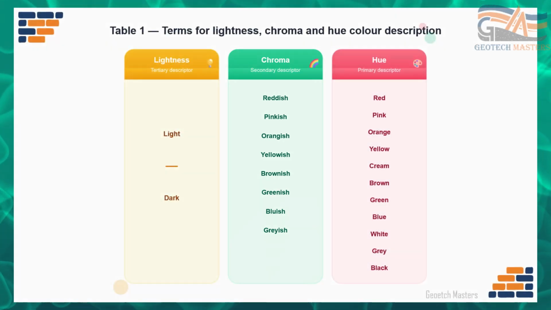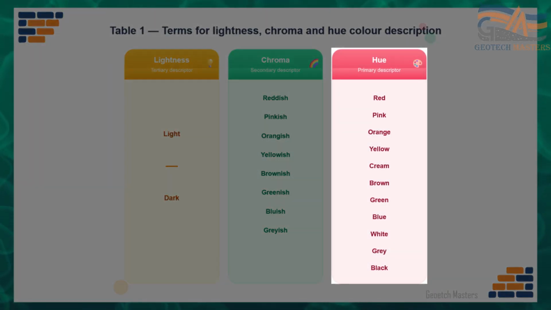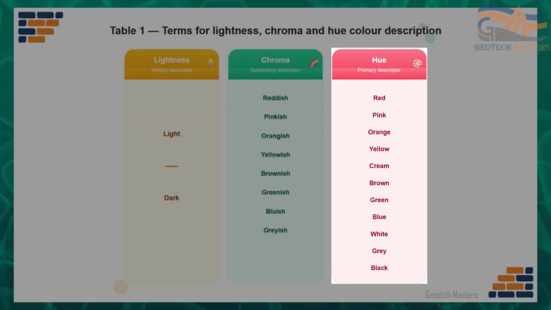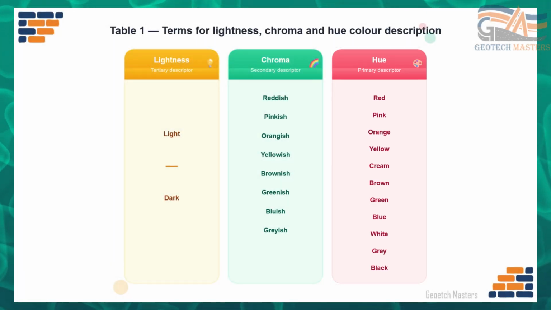Finally, we pick the primary descriptor, or hue. This is the main color family. The standard allows terms like red, orange, yellow, green, blue, white, gray, and black. So you might combine them to get dark greenish-gray. This simple system covers almost every rock you will encounter.